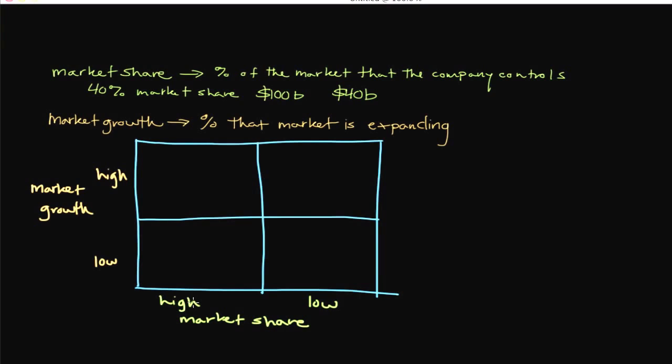So there are 5 different boxes in this matrix, and each of these boxes signifies a label that we put on a particular product. Just going through these one by one, the first one is what we call a dog. Dogs are characterized by both low market share and low market growth. So what that means for you as the business owner is you don't have a big position in this market, right? It's very small.